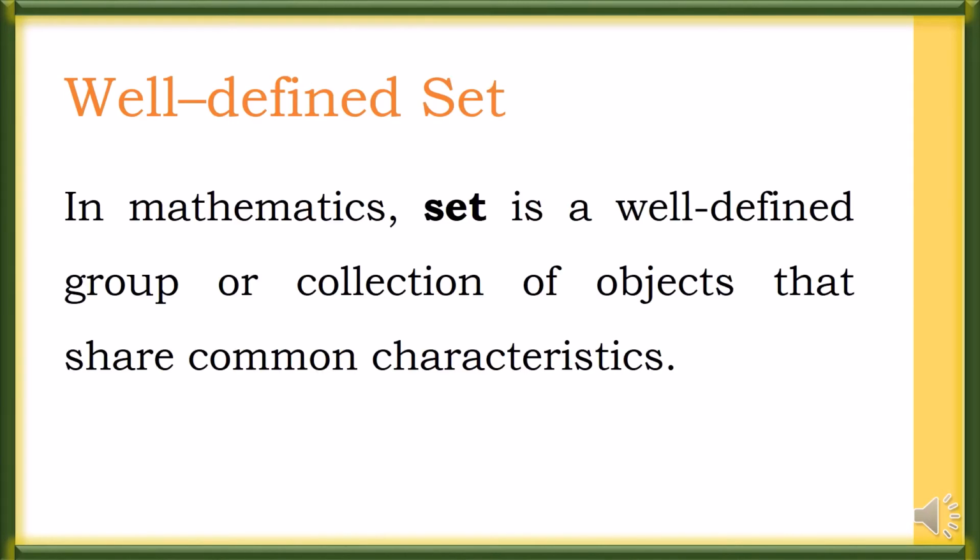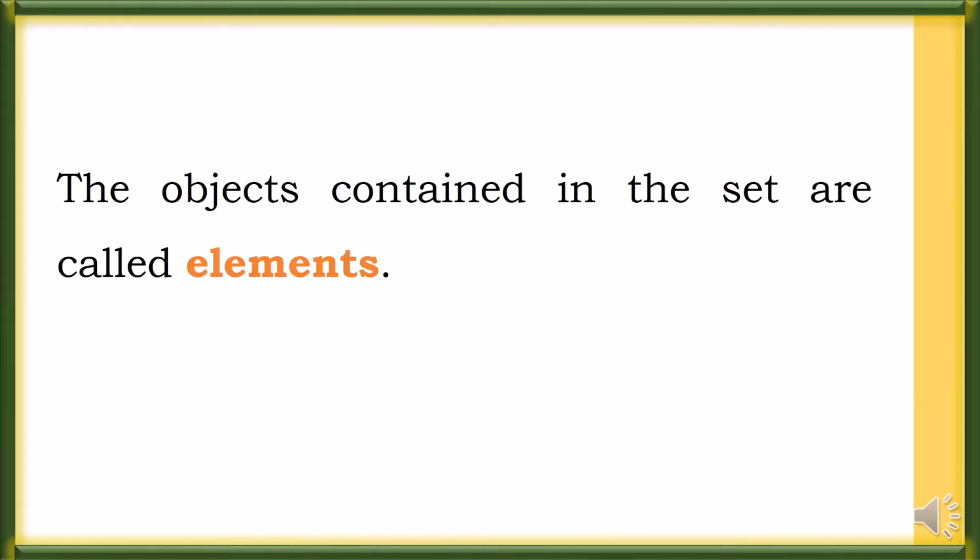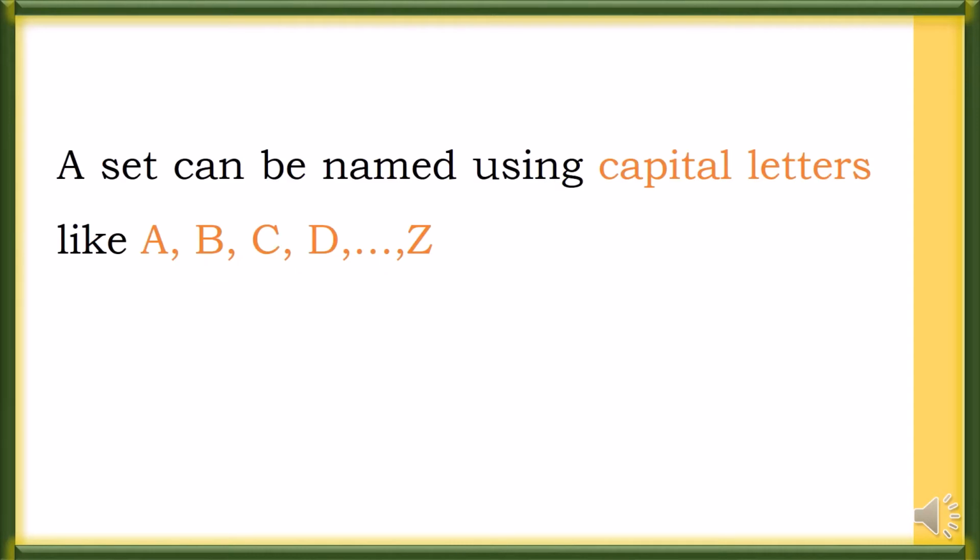Now, let us define a well-defined set. In mathematics, a set is a well-defined group or collection of objects that share common characteristics. The objects contained in the set are called elements. A set can be named using capital letters like A, B, C, D up to Z. In other words, you can use any of these letters to denote or to name any given set.